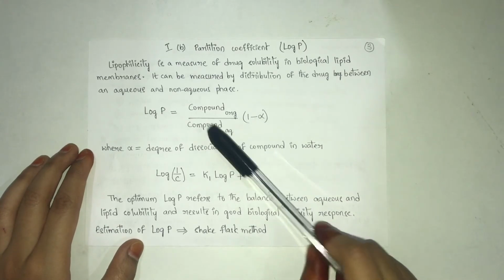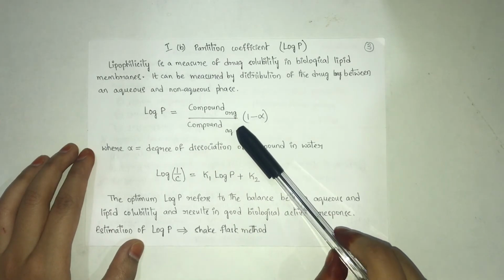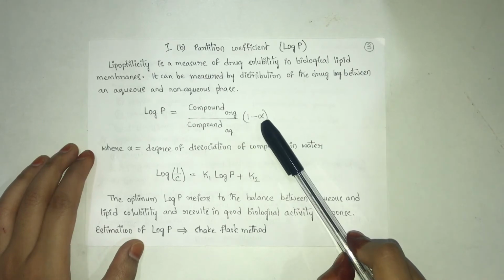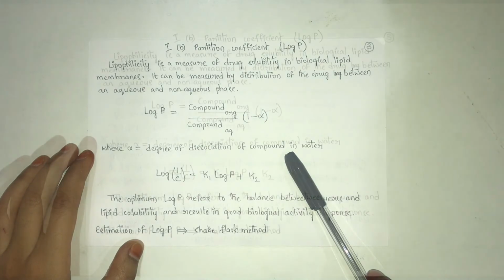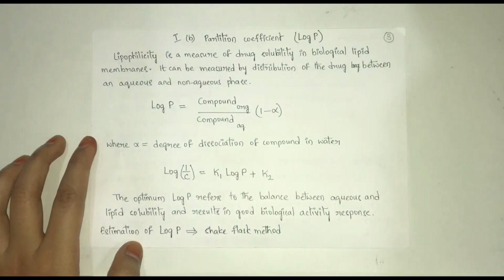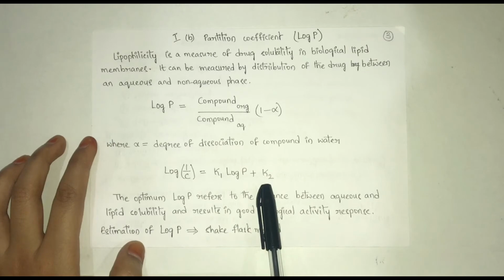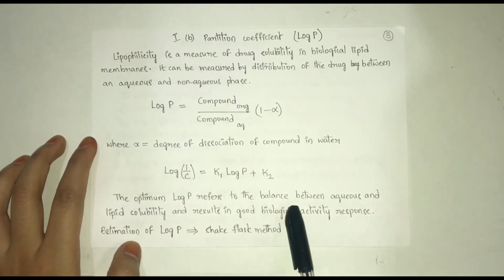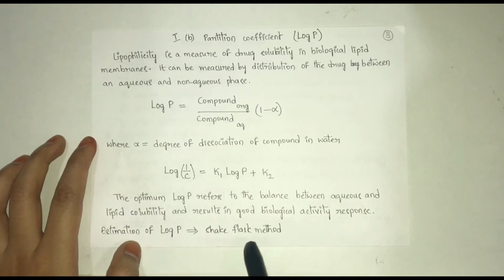So there is an equation where partition coefficient log P equals compound in organic phase divided by compound in aqueous phase into 1 minus alpha, where alpha is the degree of dissociation of compound in water. Hansch model for the drug transport to its site of action and the relative potency of the drug is expressed as log 1 by C equals K1 into log P plus K2. So the optimum log P refers to the balance between aqueous and lipid solubility and results in good biological activity response. The estimation of log P can be done by shake flask method.